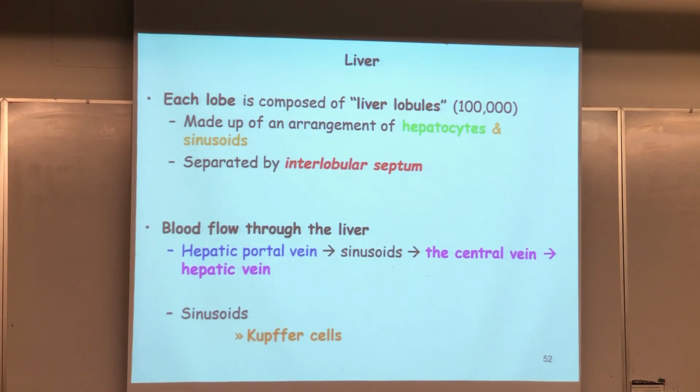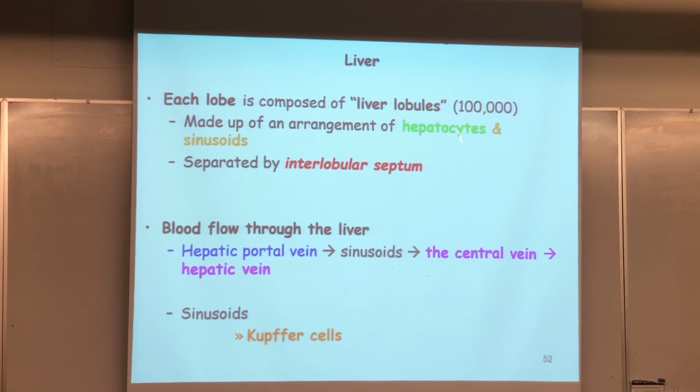Well, we talked about the inside of your pancreas. Let's do the inside of your liver. It has little lobules as well, known as liver lobules, about 100,000 of the little buggers. And they're separated by the interlobular septum, which is easy to remember because inter means between, so between the lobules, the interlobular septum.